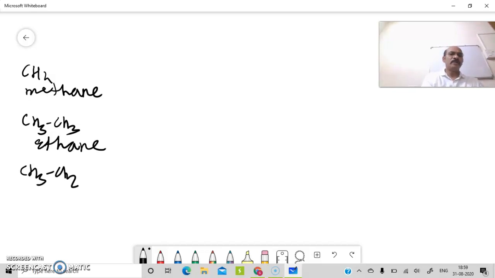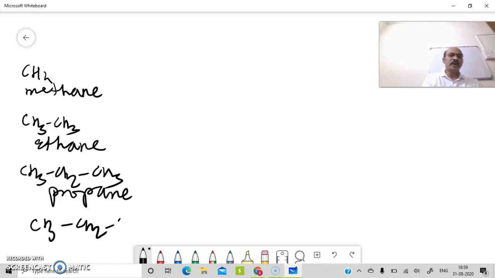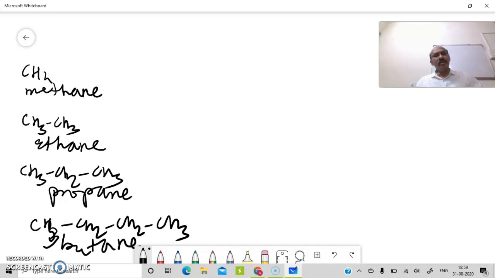Here I am writing an alkane of 3 carbons. What is it? Propane. Yes, correct. And here I am writing a hydrocarbon of 4 carbon atoms, CH3 and so on. What is its name? It is butane. So you have to always remember alkanes, at least up to decane, 10 carbon atoms.